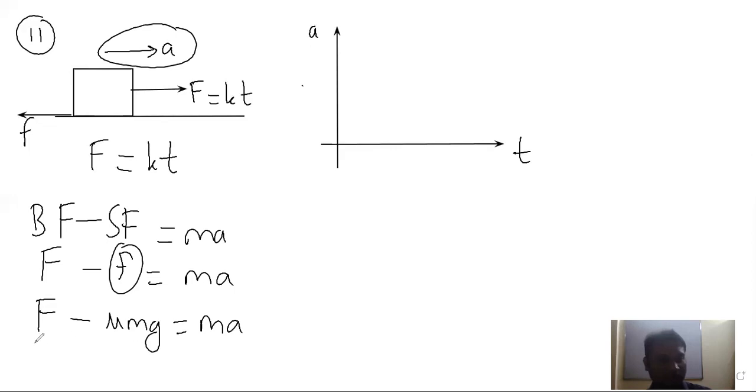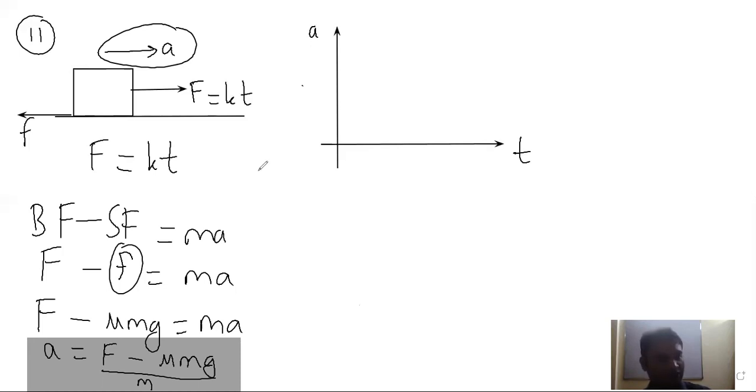So now from this, I can write the value of acceleration as F minus mu mg upon m. Let us put a box around this equation. So this is the value of acceleration. Now, once we got this acceleration, F minus mu mg upon m, let us try to draw the graph of acceleration versus time.